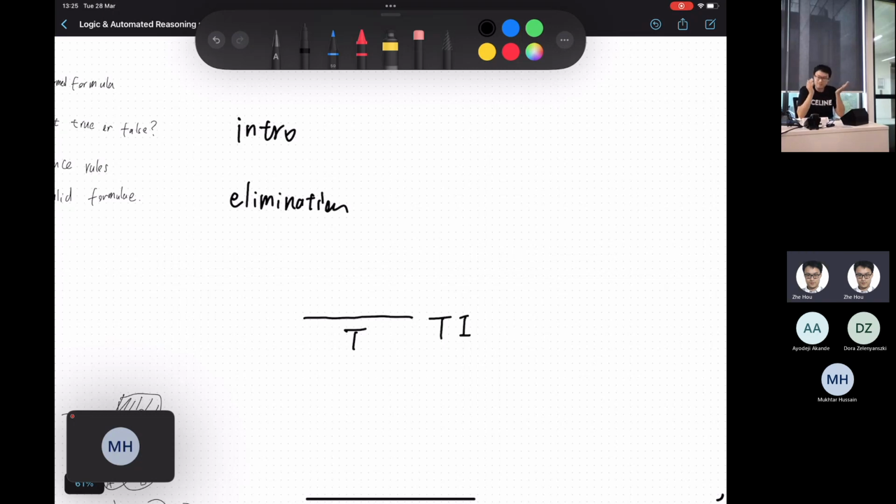So we have an introduction rule for truth, but usually we would have an elimination rule for the same thing, except if you know that truth is true, how do you eliminate truth? Well, you cannot, because truth is true. So you cannot eliminate truth. All right, so there's nothing you can do to eliminate truth. That's why for truth, there's only an introduction rule. There's no elimination rule. You cannot eliminate truth.